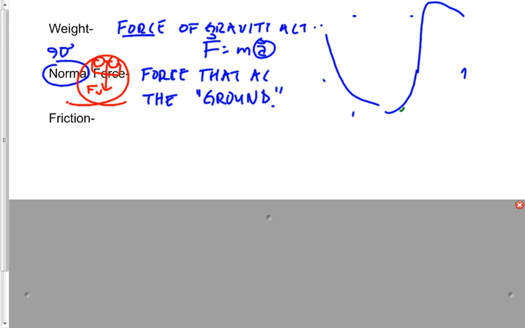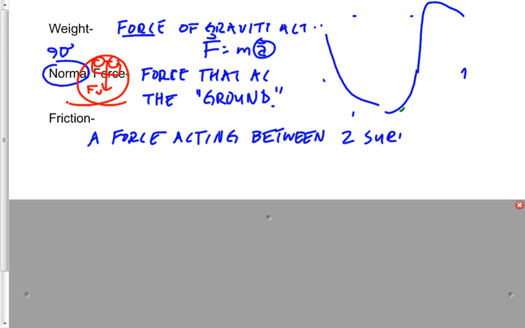When you're driving on pavement, whether you know exactly what friction is or not, we all somehow intuitively know that there's friction. When we're driving on ice, we somehow know intuitively that there is very little friction. Friction is a resistive force. It's a force acting between two surfaces that resists motion.